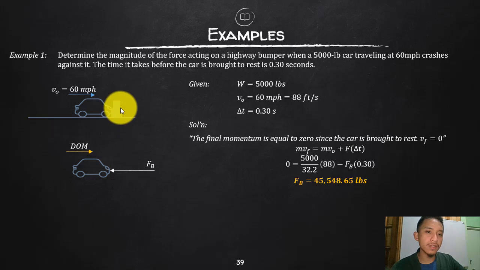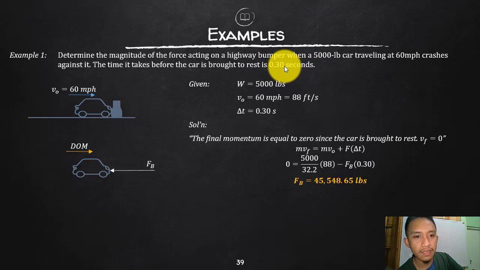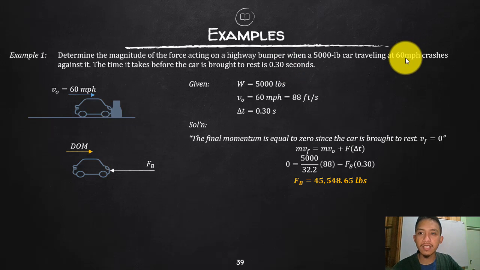According to the problem, the time it takes before the car is brought to rest is 0.03 seconds. So let's say that the car sticks together with the bumper. They did not separate along the collision. So what happens is after 0.03 seconds, that car which is initially at 60 miles per hour will now be at rest. It will now stop, because again it crashes into your bumper.